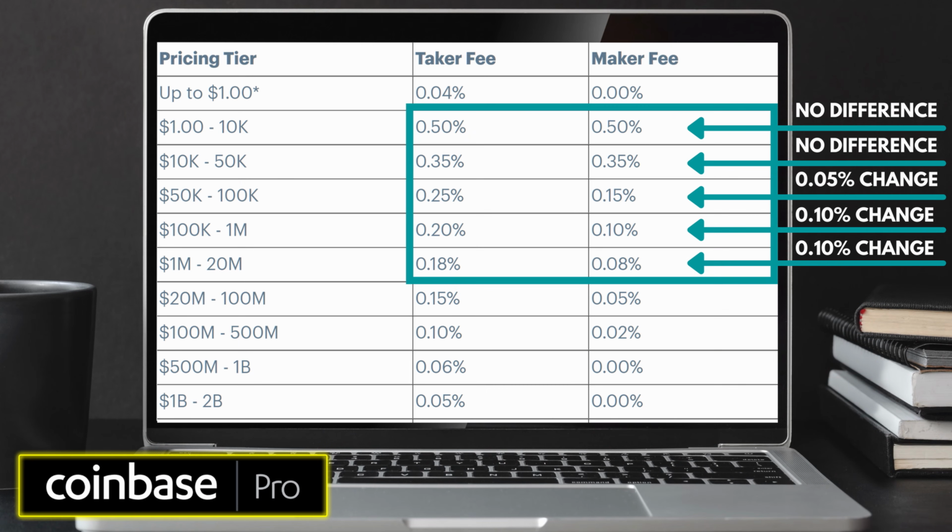Now, something really important to note here with these pricing tiers. Depending on what exchange you use, sometimes you have to be trading a lot of money in 30 days in order to have your taker and maker fees be different. So in Coinbase, that threshold is pretty high. And to be honest, I don't trade that much money on a 30-day basis. So typically my taker and maker fees are the same.